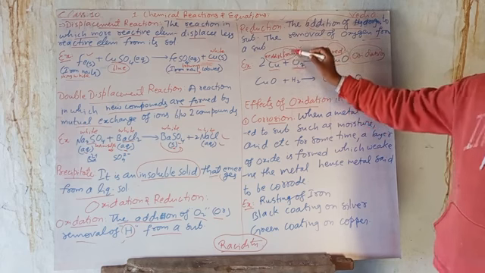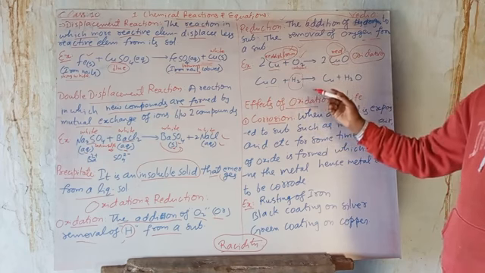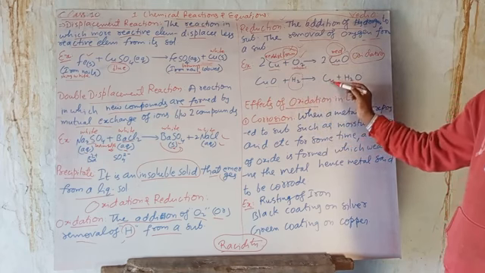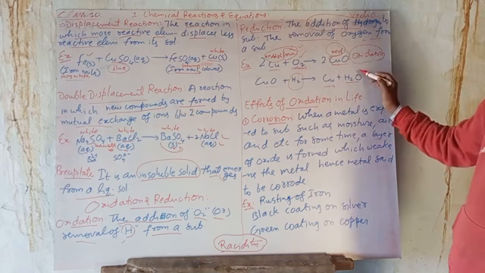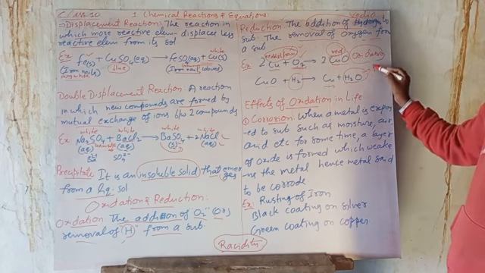Look here, copper oxide reacts with hydrogen gas to form copper on one side and dihydrogen oxide, meaning water molecule, on the other side. This is a reduction reaction. So the second one is a reduction reaction and the first one is an oxidation reaction.